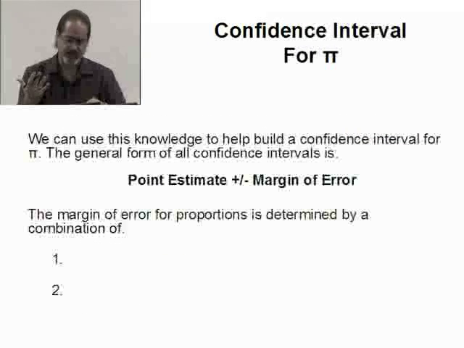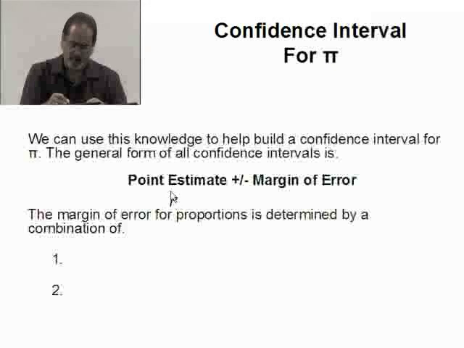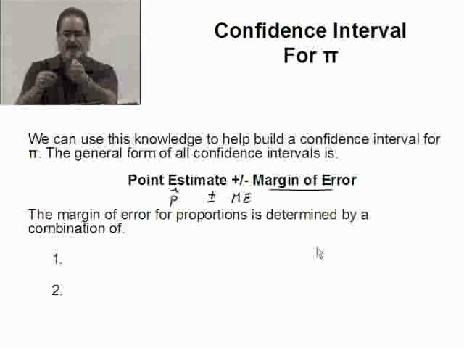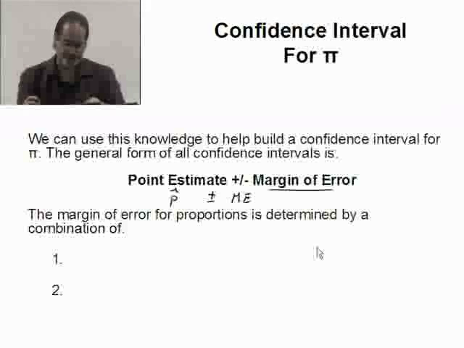Now, we can use this knowledge to help build a confidence interval for pi. The general form of the confidence interval will be the point estimate, and the point estimate will be p hat, the sample proportion, plus or minus ME, which we use to represent the margin of error. So I'm going to have the point estimate in the middle, take this margin of error, add and subtract it, and that's going to give me my endpoints to say that I am 95% certain, or some level of confidence certain, that the true parameter is somewhere in that interval. That's what that's all about.